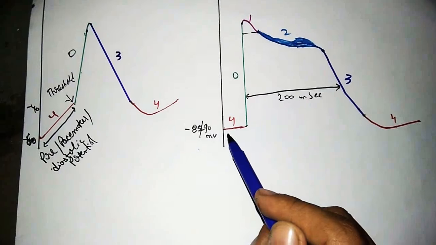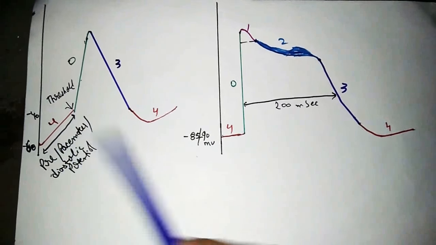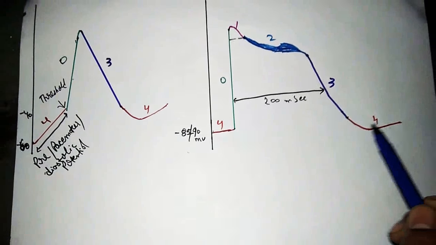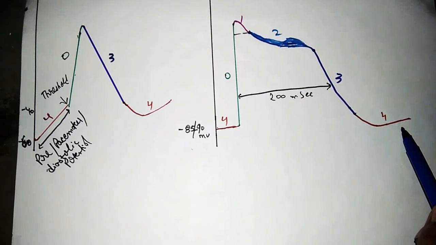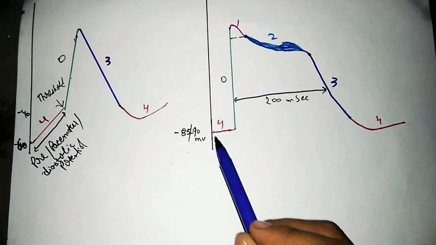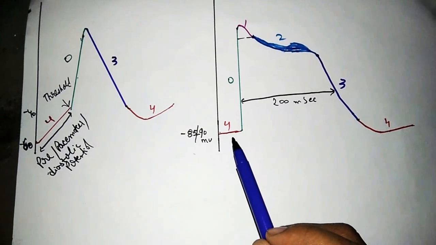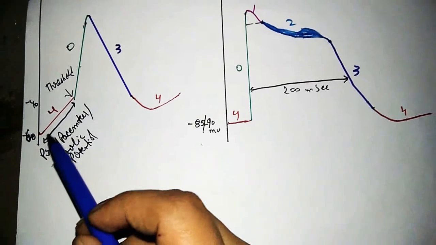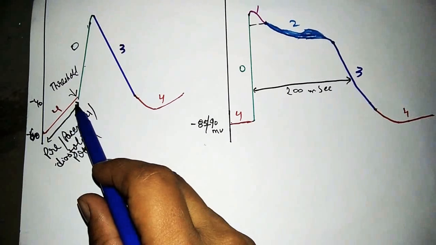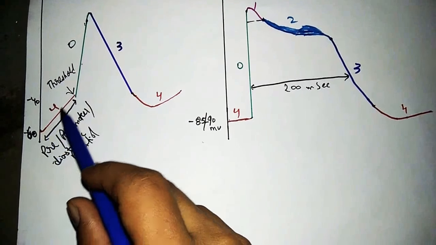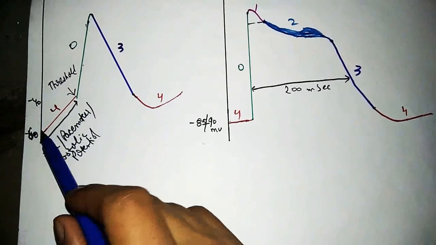So this is the first difference. We can see here in phase 4 a constant line, a static line. But here we can see a gradual rise. This is also a resting membrane potential, but we can say that the resting membrane potential in this is not resting.